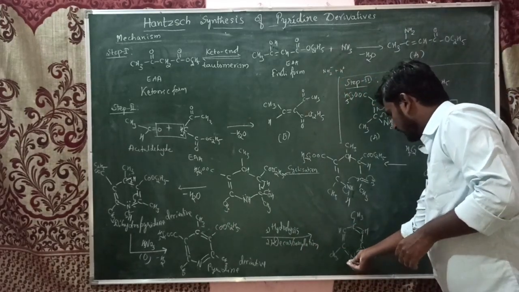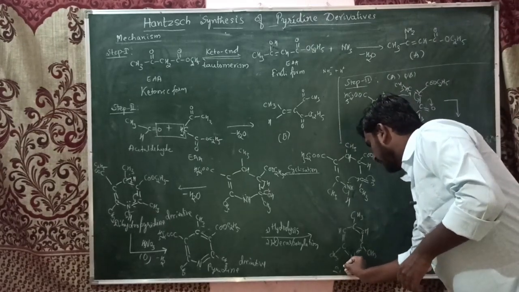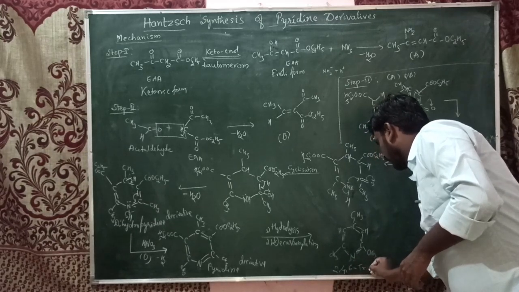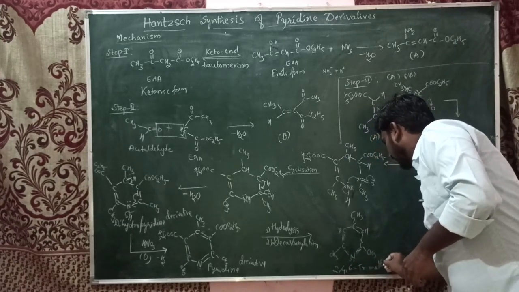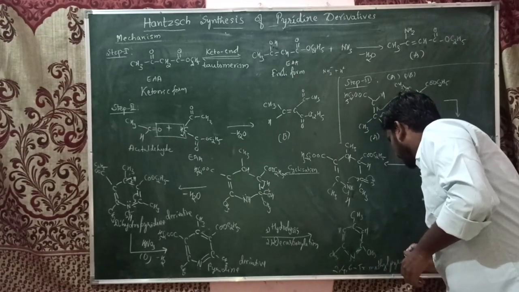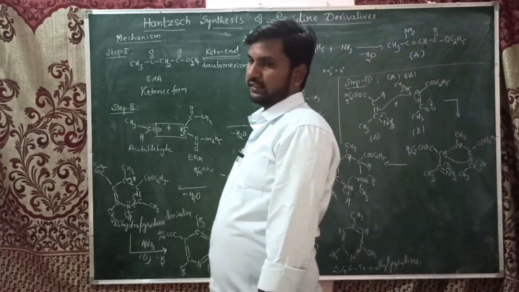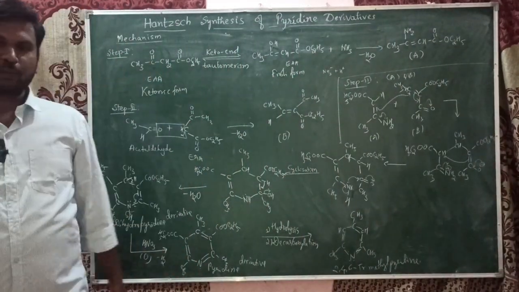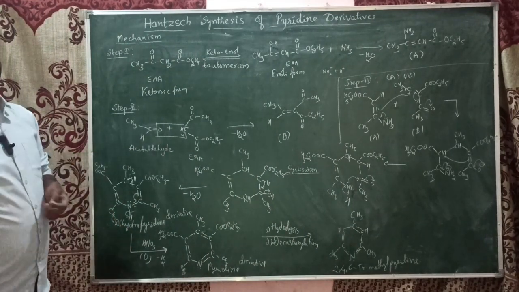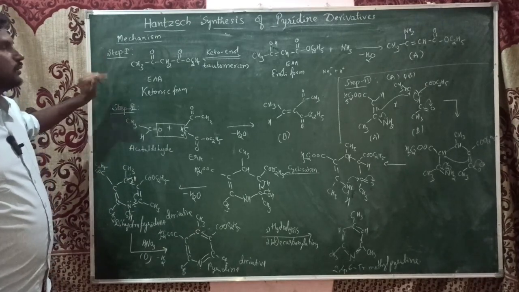So now it is the pyridine. That pyridine name is 2,4,6-trimethyl pyridine. This is the product we can get from the Hantzsch method of synthesis for the pyridine derivative. Okay, this is how this reaction or the synthesis would happen. So we can classify this into 3 steps.